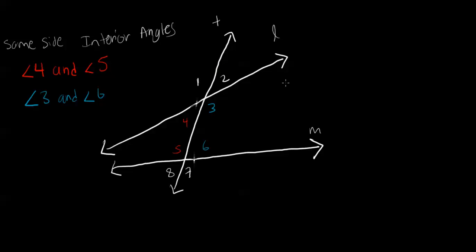Now we're going to look at same-side interior angles. Same-side interior angles are interior angles that lie on the same side of the transversal. So this is similar to the last set of angles, except this time they're on the same side. So because they're interior angles, it's going to be 4, 3, 5, and 6. And this time it's same-side interior angles, so 4 and 5 are same-side interior angles, and then 3 and 6 are another pair of same-side interior angles.